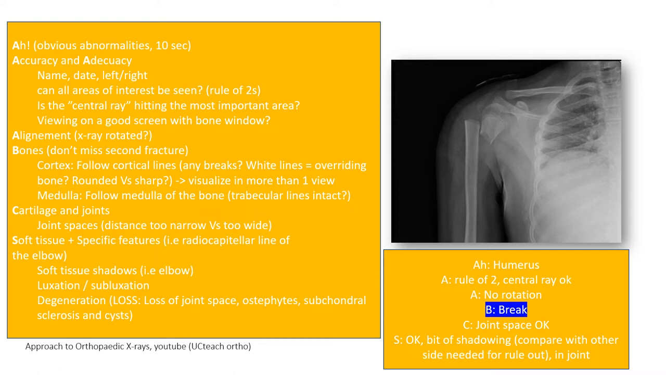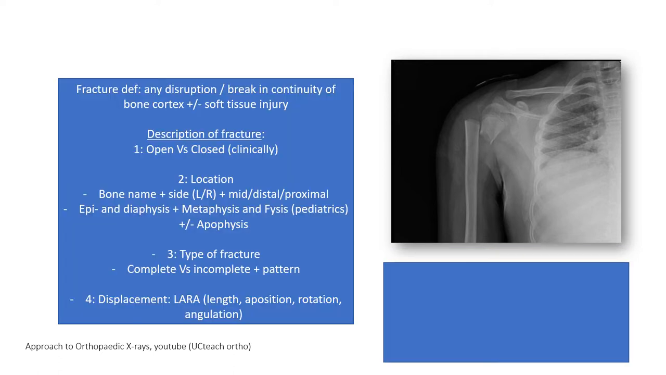Then we have to describe the break. And that's where we use this thing here that we talked about. Is it open or closed? We don't know, it's a clinical thing, but open fractures usually will sometimes go all the way out, and you can see, like, obviously this must be open when there is tenting, but you need to look clinically. So we don't know, but it seems like it's closed from how it looks.